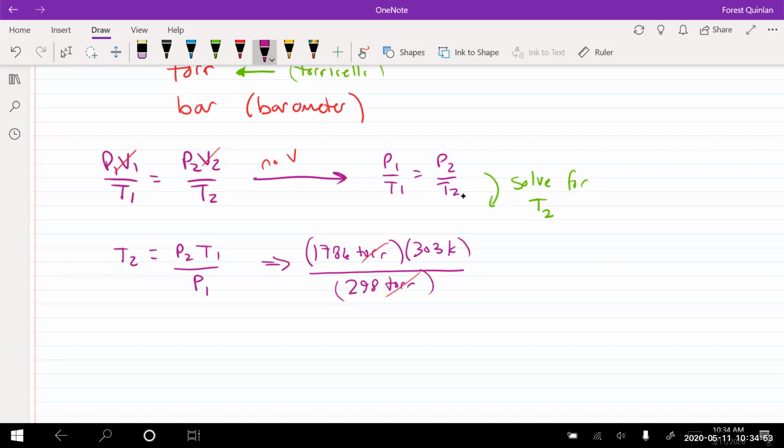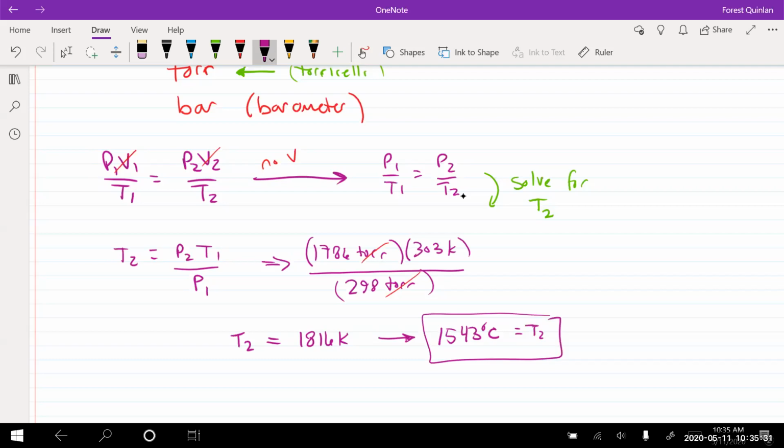Okay. 1815.9. 1816 Kelvin. Yes, that seems normal. What is that in Celsius? Minus 273. 1543 degrees Celsius. Oh, man. We're almost to the melting point of steel. We're at least at the annealing temperature. So that's good. Container is holding.